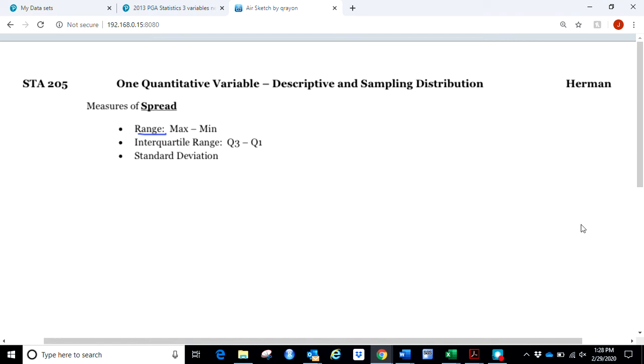What may be new is this interquartile range. The interquartile range uses those quartiles that we talked about in the previous video. So here we're taking that 75th percentile minus the 25th percentile. So what we're actually getting here is the middle 50% of our data.